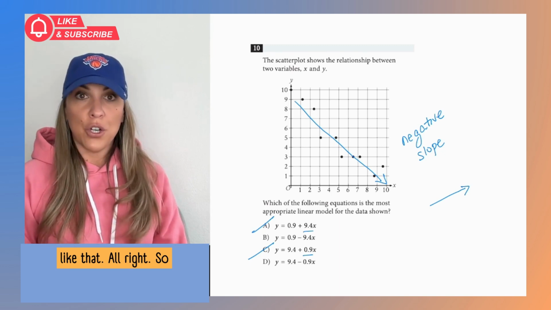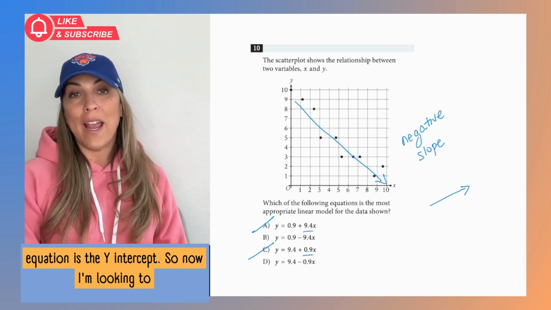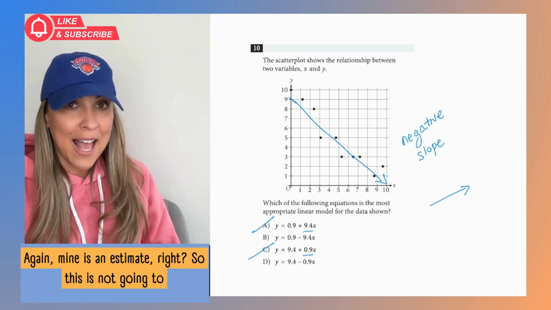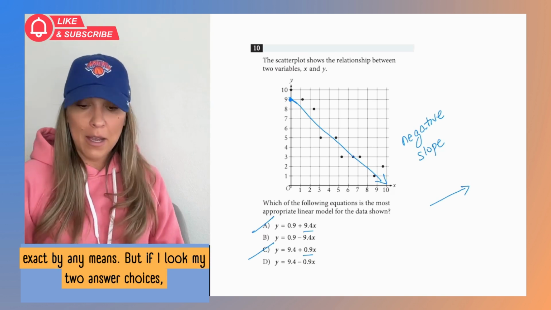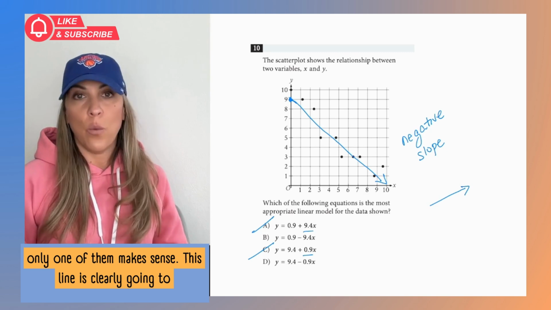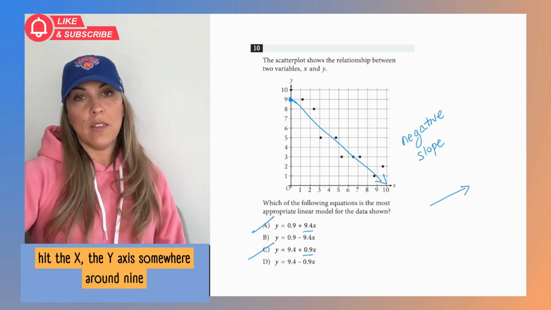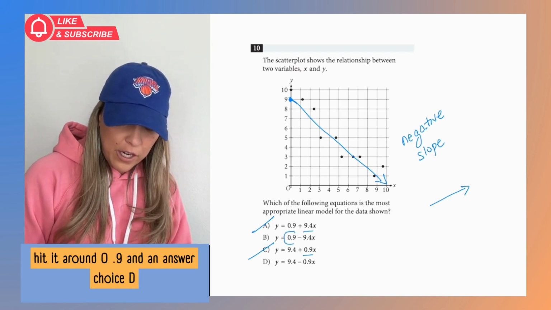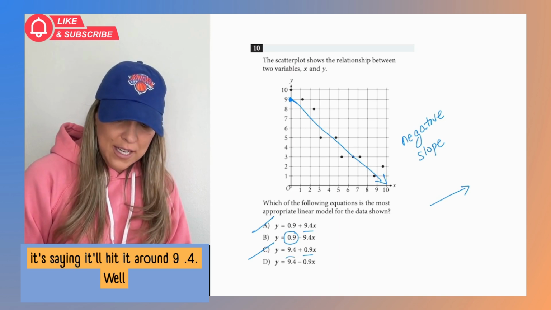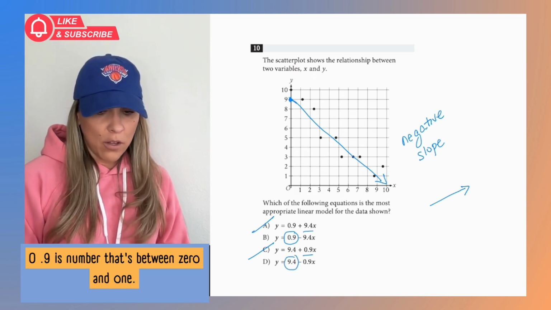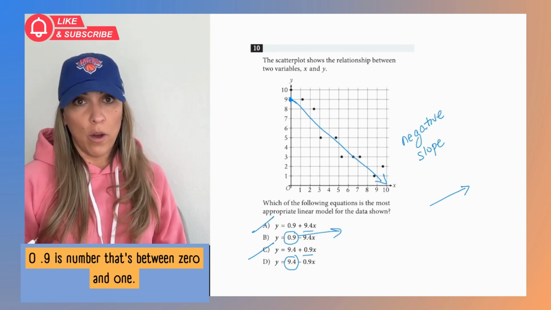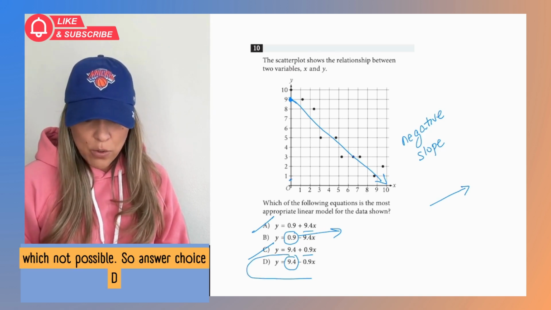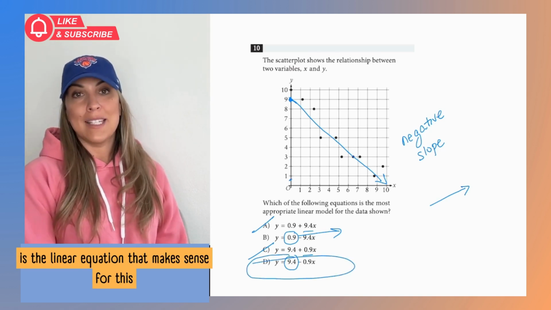So now the second feature of a linear equation is the y-intercept. So now I'm looking to see where would this line touch the y-axis. Again, mine is an estimate, right? So this is not going to be exact by any means, but if I look at my two answer choices, only one of them makes sense. This line is clearly going to hit the y-axis somewhere around 9. In answer choice B, it's saying that it'll hit it around 0.9, and in answer choice D, it's saying it'll hit it around 9.4. Well, 0.9 is a number that's between 0 and 1, so that would mean that it's hitting it all the way down here somewhere, which is not possible. So answer choice D is the linear equation that makes sense for this scatter plot.